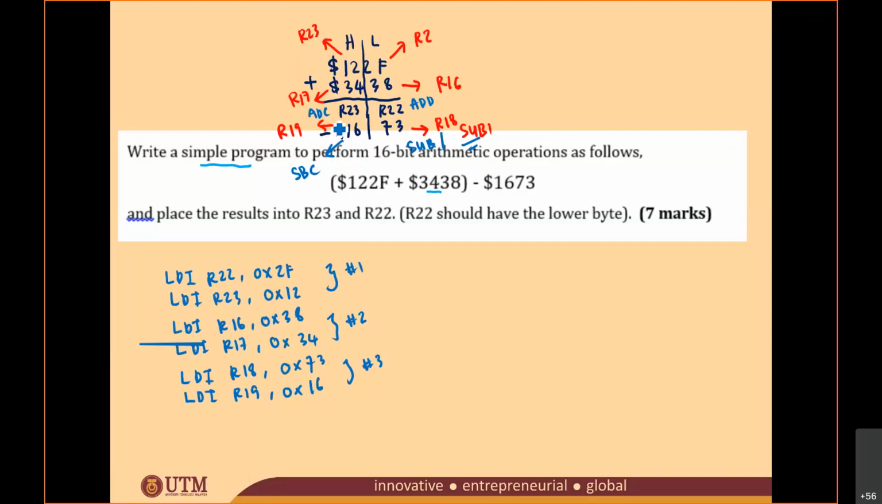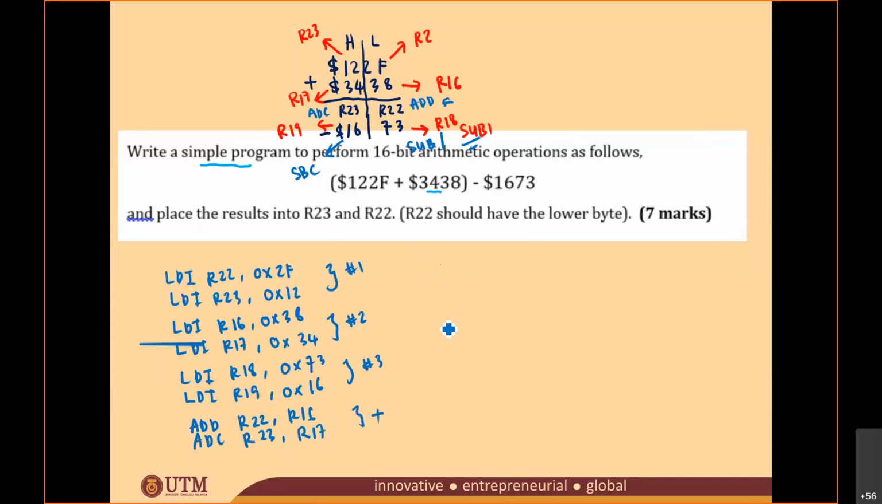Next, after I load all of these numbers into the registers, I'm going to perform the arithmetic, the addition and subtraction. First we do the addition. We use the ADD instruction followed by ADC. So ADD R22 with R16, followed by ADC R23 with R17. This is for the addition.